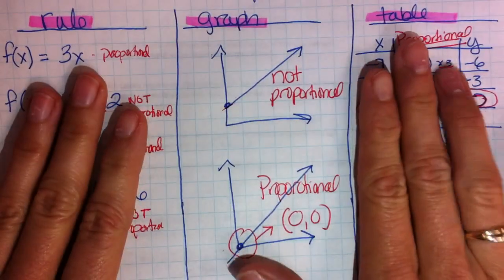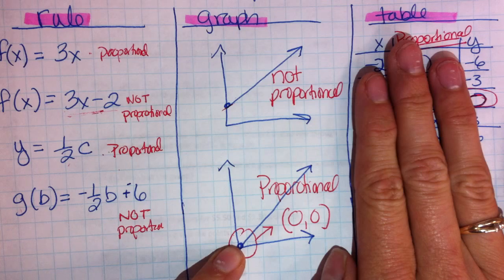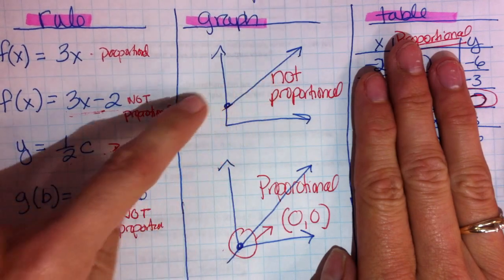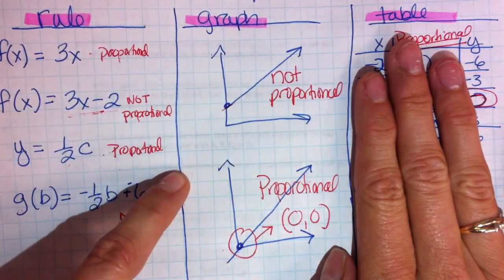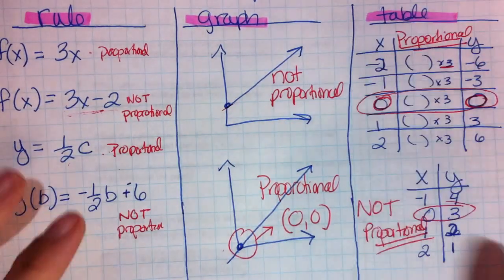Let's take a look at if it's a graph. A graph will always go through 0, 0. It will always go through the origin, no matter what, if it's proportional. If it hits anywhere else above the origin or even below the origin on the y-axis, then it's not proportional.